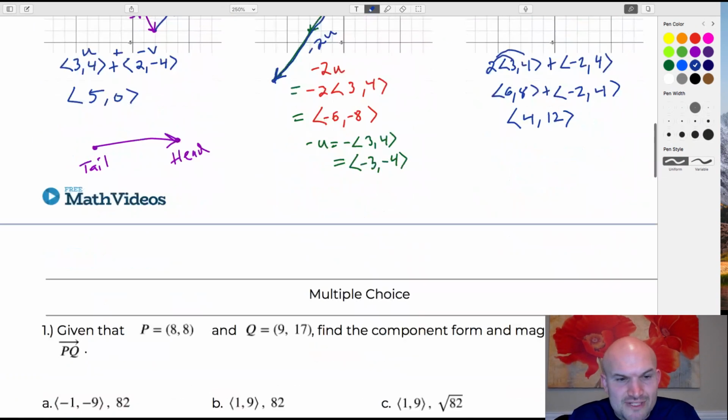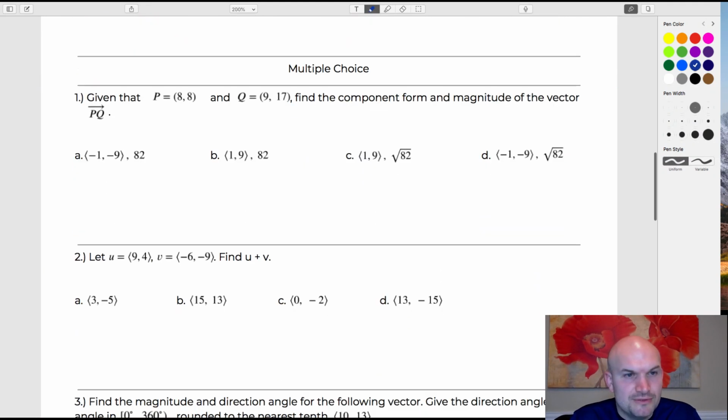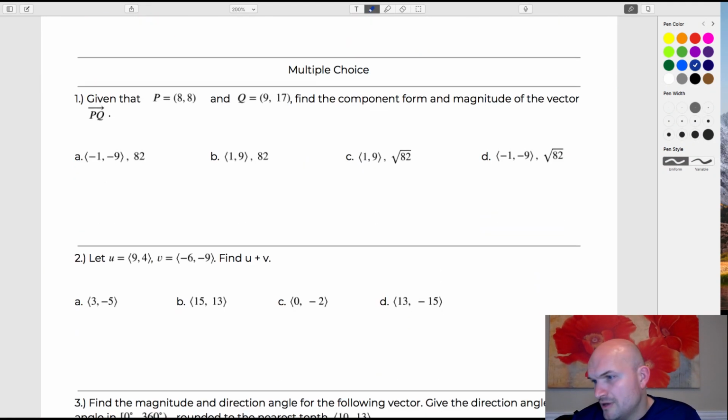All right, so we have some word problems that I'm going to get into real quick, and feel free to go ahead and work on those. I'll see if there's any questions anybody wanted me to elaborate on.